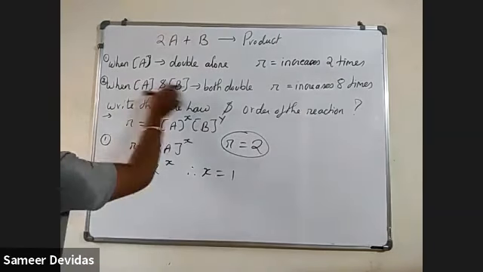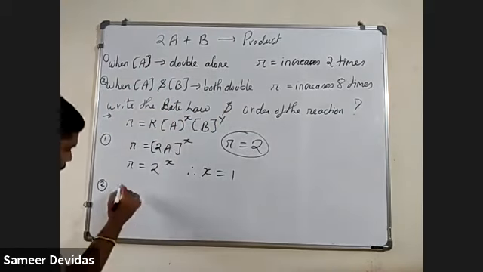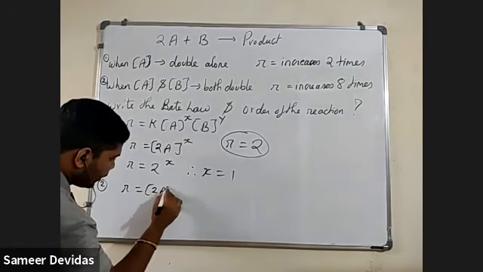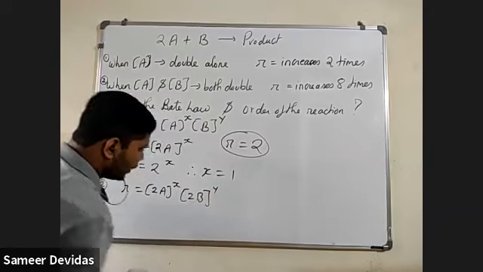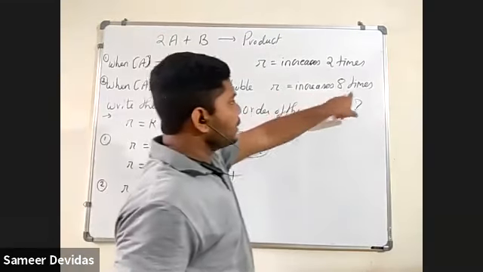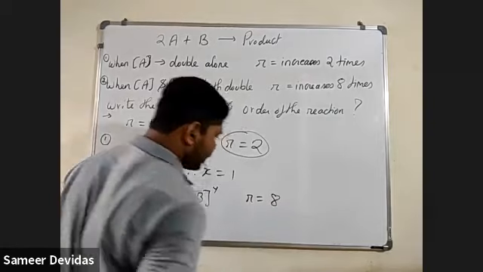Now what they are saying is that A and B both are doubled. So R is equal to 2A raised to X and 2B raised to Y. Both are getting doubled and R increases 8 times, they have said. So R is equal to 8.